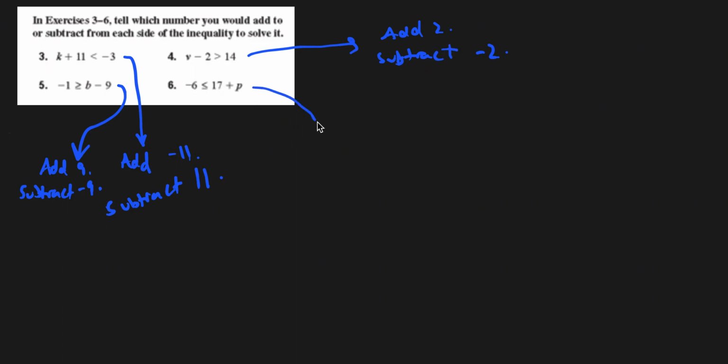So this number 6 is just subtracting 17 from both sides, or adding -17 to isolate p. So add -17 or subtract 17, and that is your answer. So these are your answers.